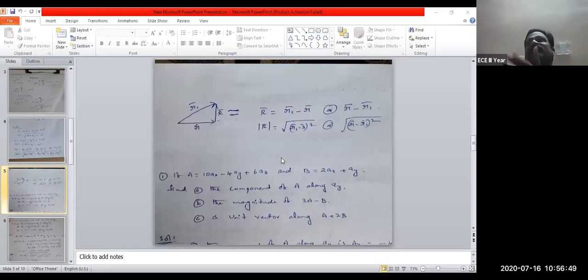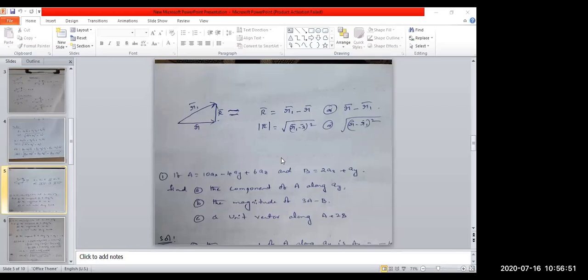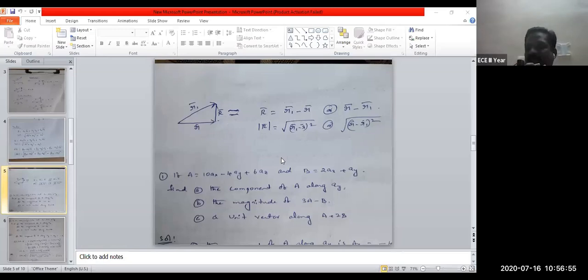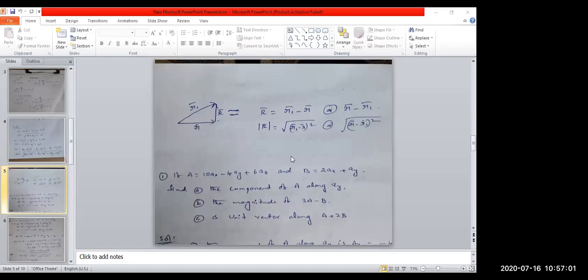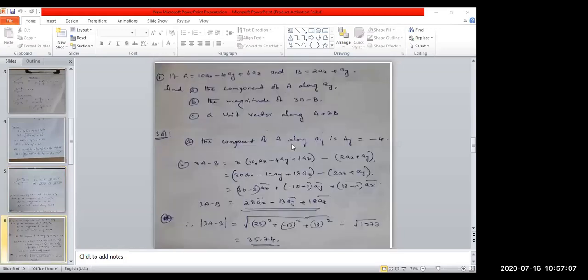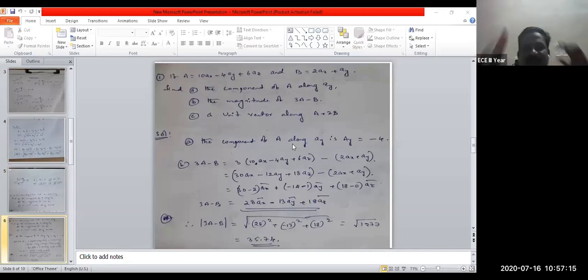Magnitude. So that point is more important. Here we require the magnitude. Then how do we get the magnitude? Square root of the sum of squares of the components: 28 squared plus minus 13 squared plus 18 squared. Even you had given my answer also.